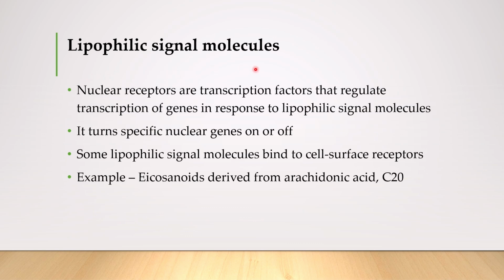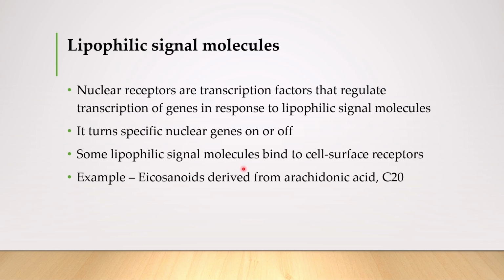Lipophilic signal molecules, which are the hormones that are lipid soluble, pass through the plasma membrane and enter into the cell. Once these hormones have entered the cell, they bind to nuclear receptors, which are transcription factors that regulate the transcription of genes. These transcription factors turn specific nuclear genes on or off according to the signal.